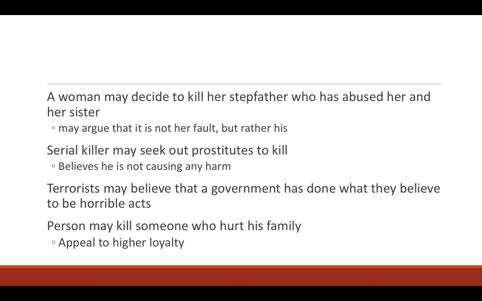So a woman may decide to kill her stepfather who has abused her and her sister, and she may argue that it's not her fault, but rather his, or she may argue that he deserved it. A serial killer may seek out prostitutes to kill and believe he isn't causing any harm, that they're somehow less than other people. Terrorists may believe that a government has done what they believe to be horrible acts, and that someone may kill someone who has hurt their family as an appeal to their higher loyalties.